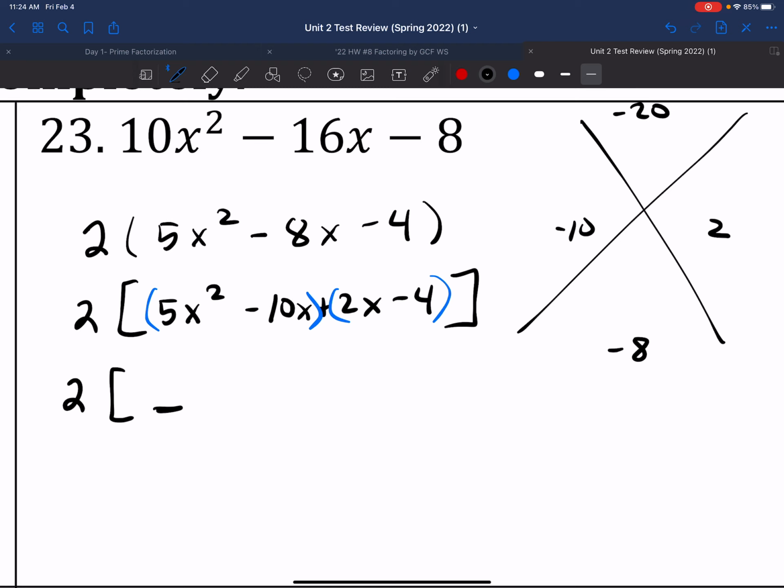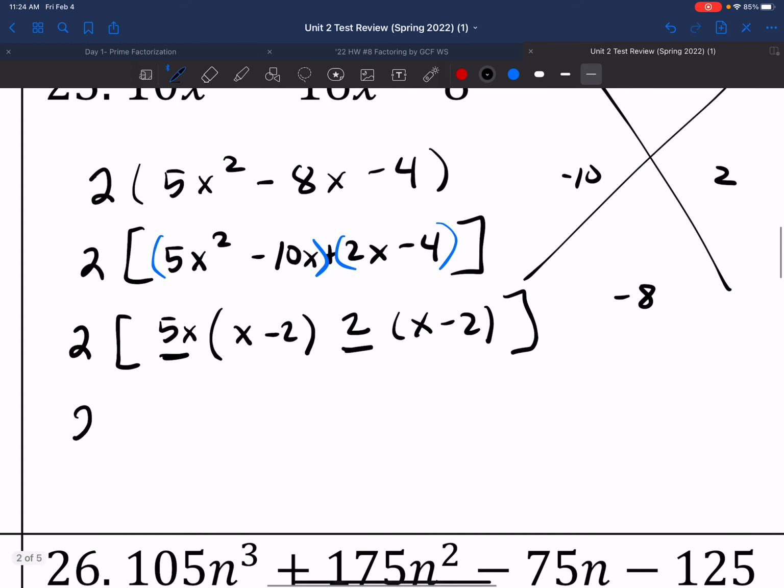So we group. What number goes into 5x squared minus 10x at the same time? 5x. So this is going to be x minus 2. And then what number goes into 2x minus 4? That's just going to be 2. So that's just going to be x minus 2 there. So then I'm left with 2 times x minus 2 times 5x plus 2. And this is my answer.